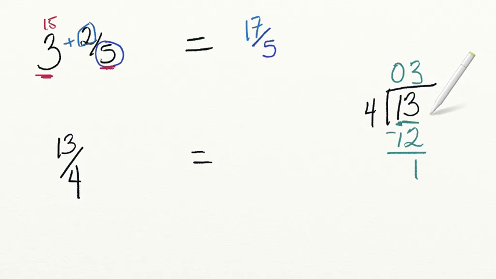Now we don't have any other place values to bring down. So that means this 1 is actually representing 1/4. So I have 3 wholes and 1/4. So if we're changing this improper fraction into a mixed number, we would change it into 3 and 1/4.